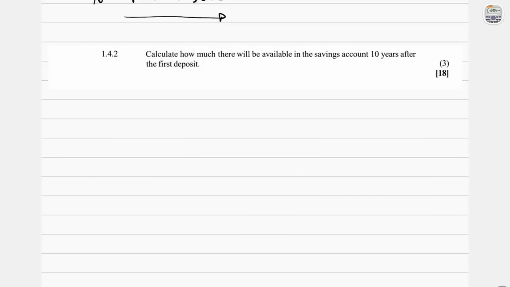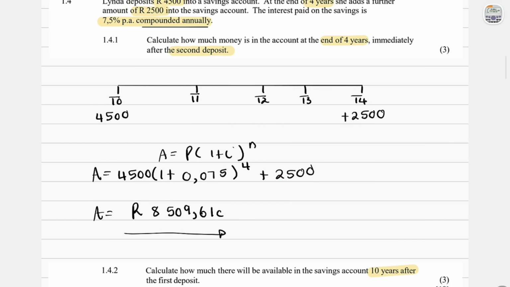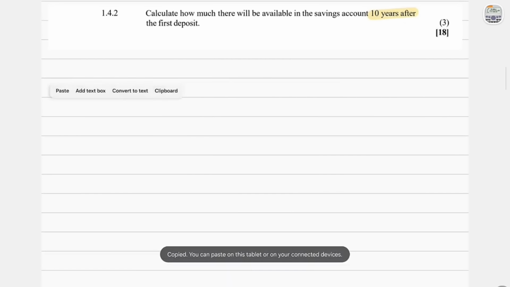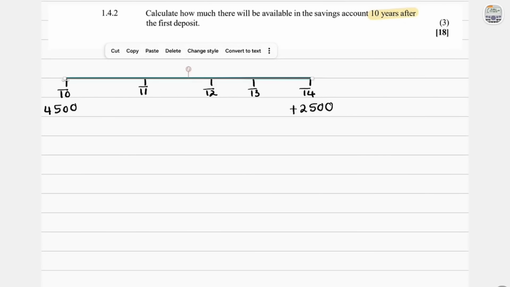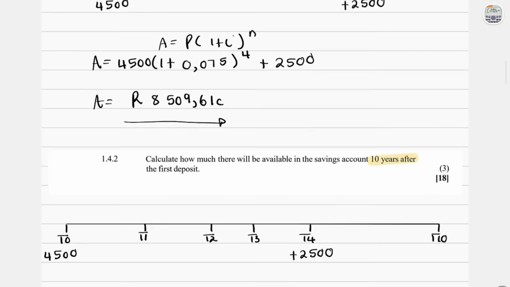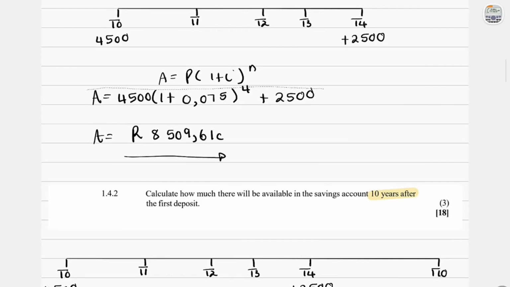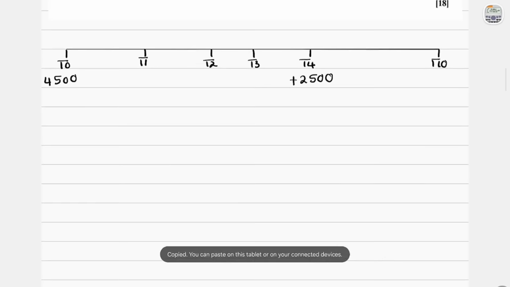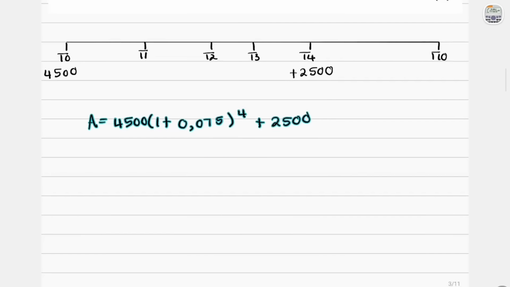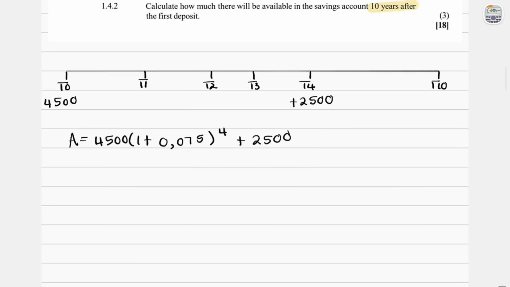Question 1.4.2 says, calculate how much there will be available in the savings account 10 years after the first deposit. Okay, so 10 years after the first deposit. That means if this timeline was extended to 10 years instead of just the 4 years. So 1, 2, 3, all the way to 10. So term 10. We would just have to adjust this formula because nothing else changes, just the time period. The money that is in the account is going to stay for longer, and so it will gain more interest.